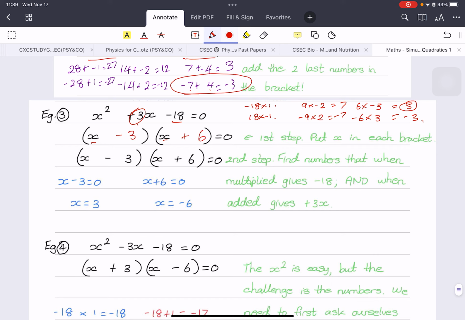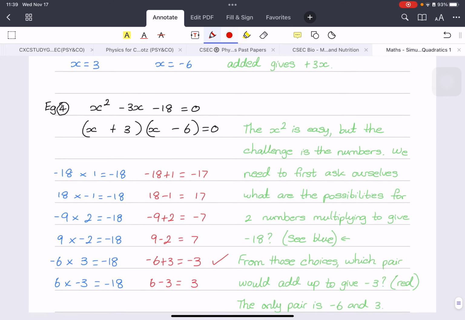It doesn't matter in this case if you put the 6 on the first bracket or the 3 on the second bracket, right? It does not matter. And then again, we solve like a regular algebra equation. x minus 3 is 0, x is equal to 3, x plus 6 is 0, x is equal to minus 6. Very simple.